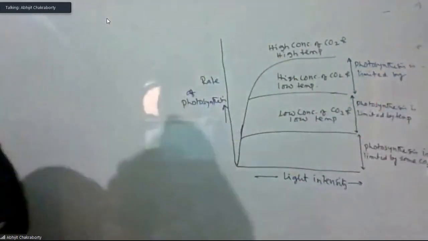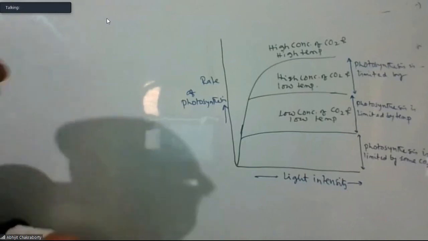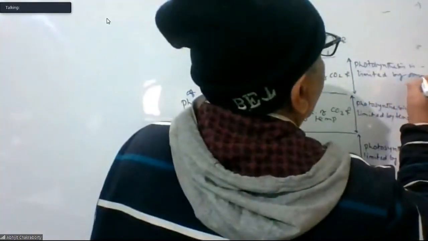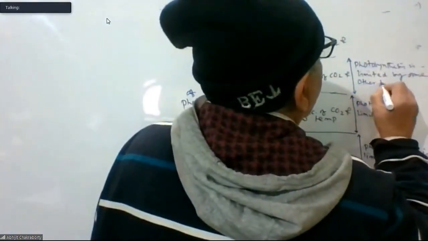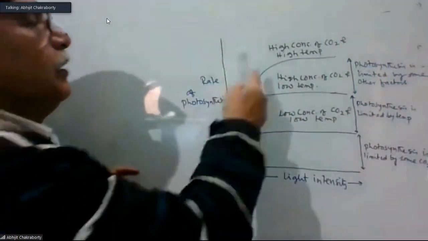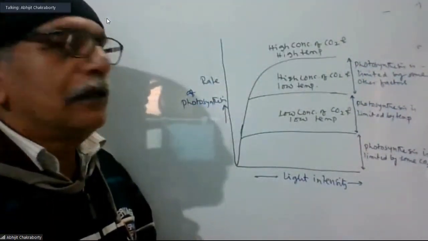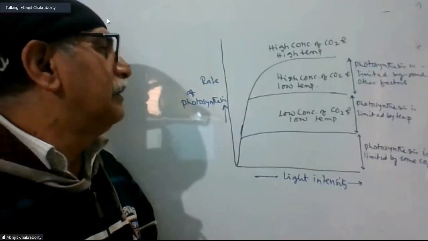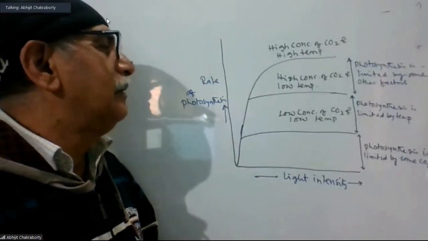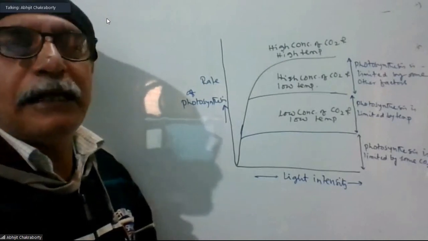Limited by some other factors, so that it cannot be beyond that point, like enzymes. So this is the relationship between intensity of light at different concentrations of carbon dioxide and temperature, and the rate of photosynthesis. Clear?